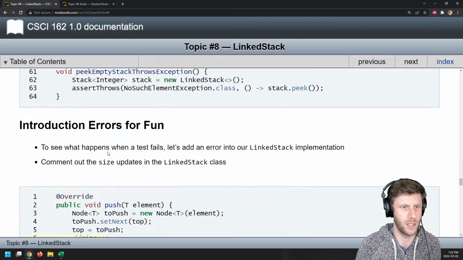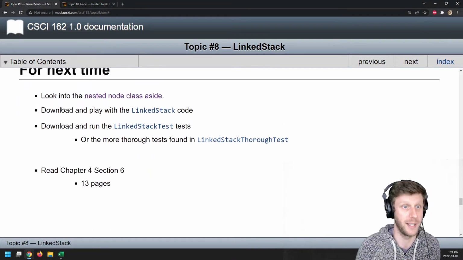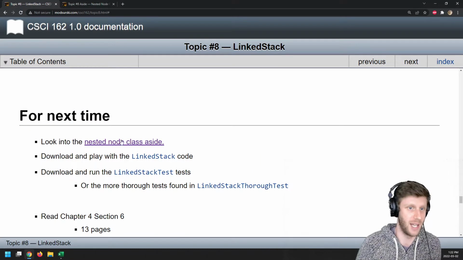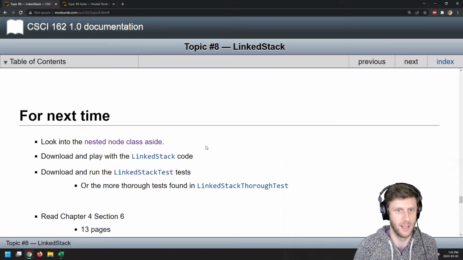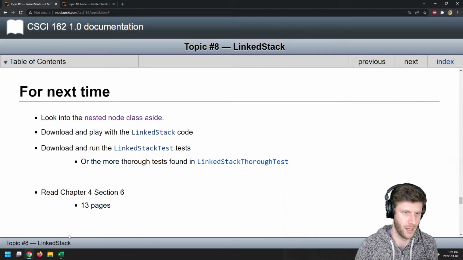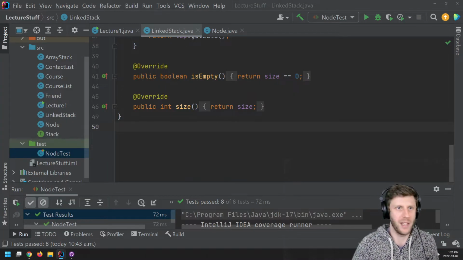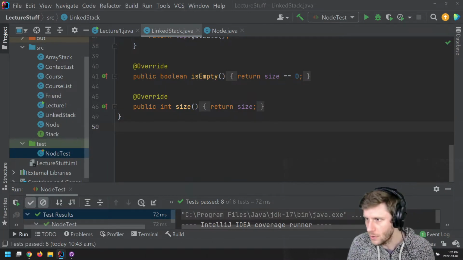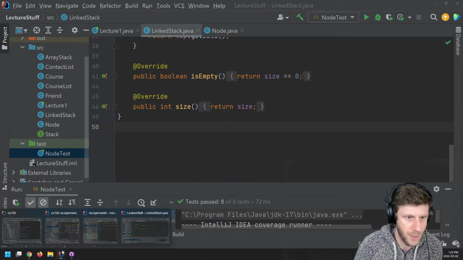One thing I want to do is if you go to here, there's an aside on nested classes. And then you can download the LinkStack code and the LinkStackTest. And then there's a more thorough version of a test.